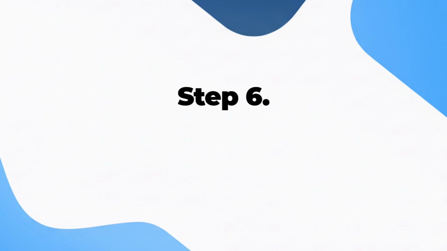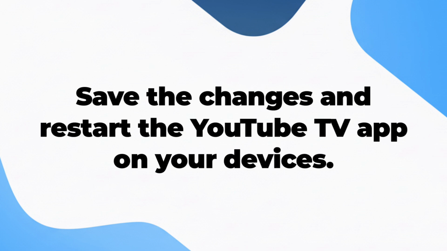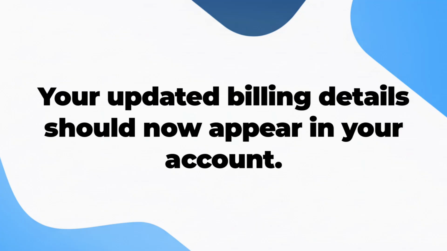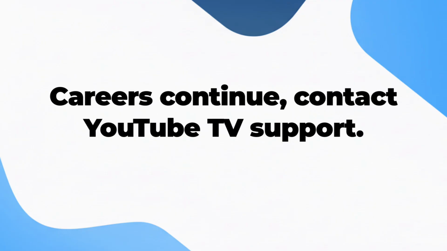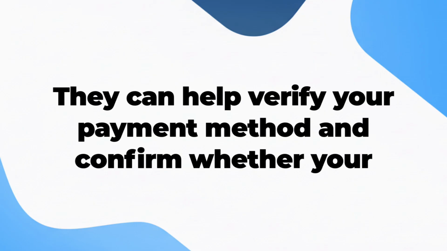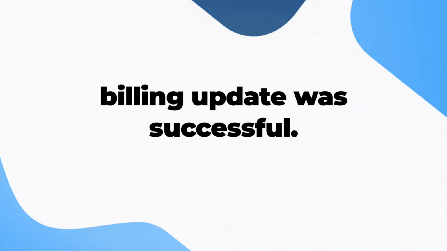Step 6. Save the changes and restart the YouTube TV app on your devices. Your updated billing details should now appear in your account. Step 7. If errors continue, contact YouTube TV support. They can help verify your payment method and confirm whether your billing update was successful.